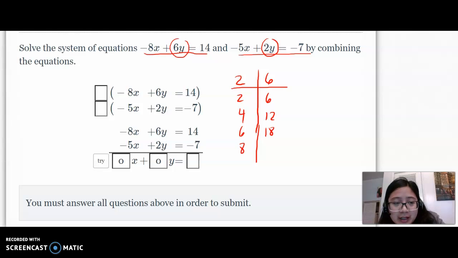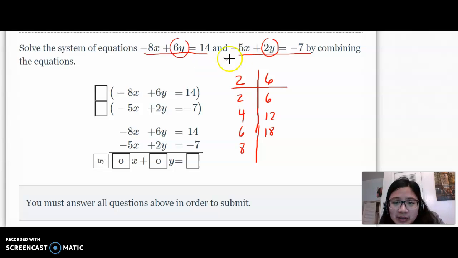Hi everyone. So when you go into Delta Math, you're going to see this type of assignment that pops up. This is just a way for you to experiment using elimination when we have to multiply both equations. So they gave us our system, which is negative 8x plus 6y is equal to 14, and negative 5x plus 2y is equal to negative 7.